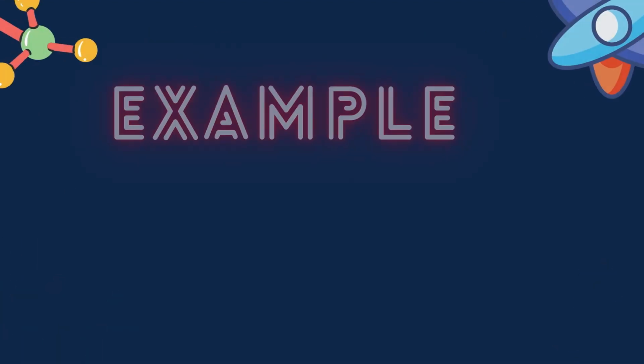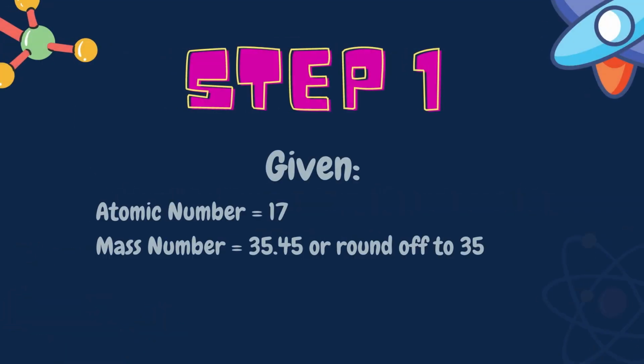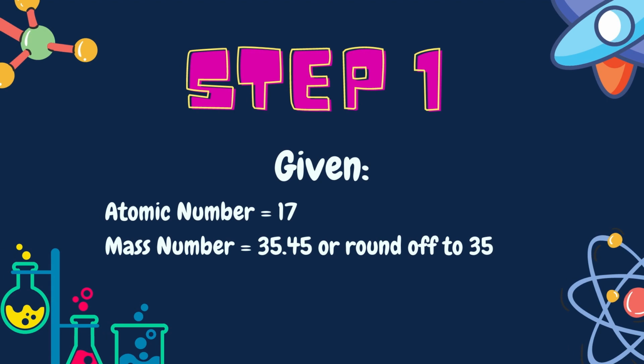Let's try. Let's answer this example. Identify the number of neutrons of a chlorine atom. Step 1. Find chlorine in your periodic table and get its mass number and atomic number. Atomic number is equal to 17. Mass number is 35.45, or round off to 35. Always remember to round off the mass number.